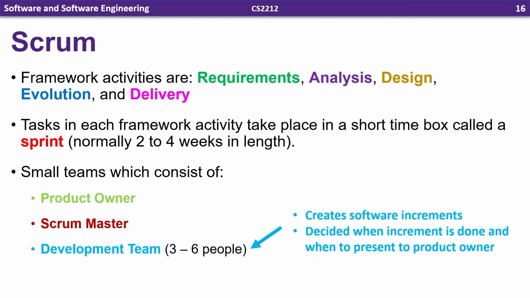Next is the development team. This is usually 3 to 6 people. Remember, these agile methods work best for small teams. So they create software increments and decide when an increment is done and when to present it to the product owner.